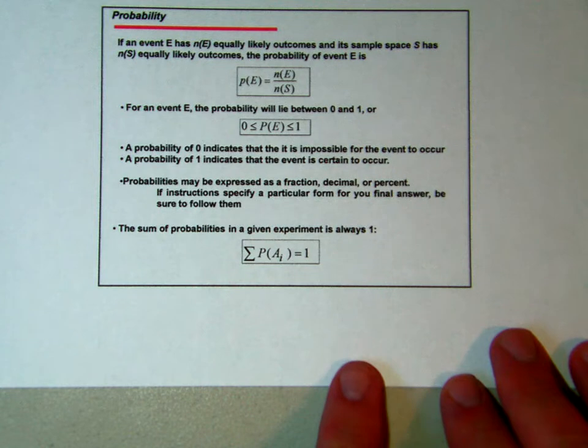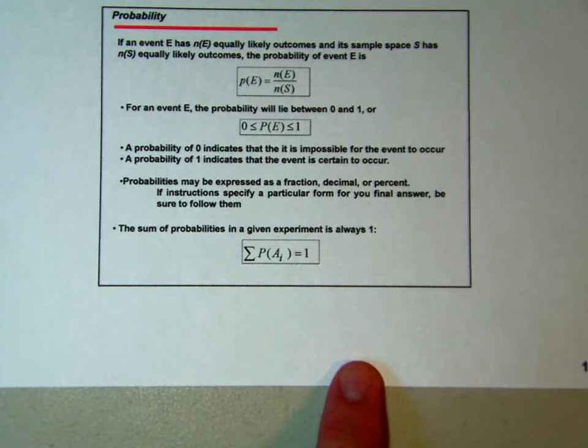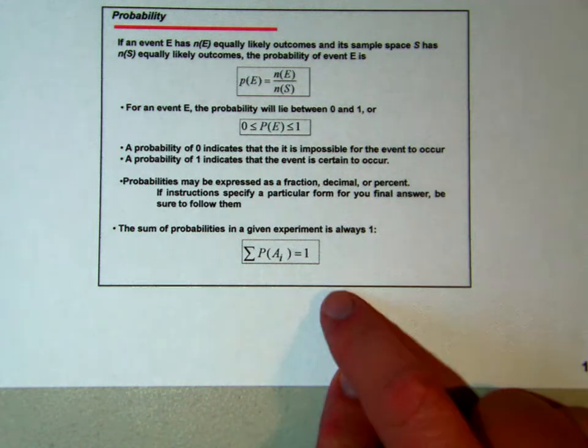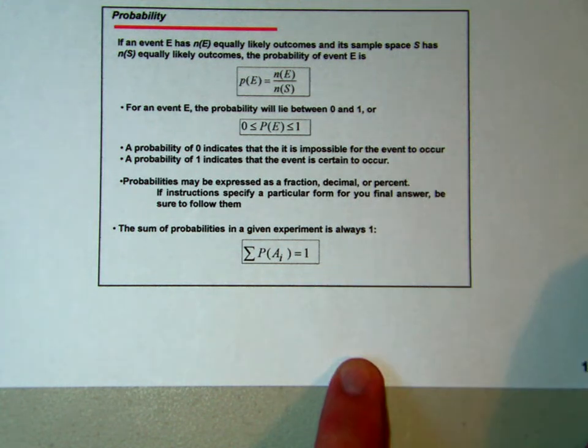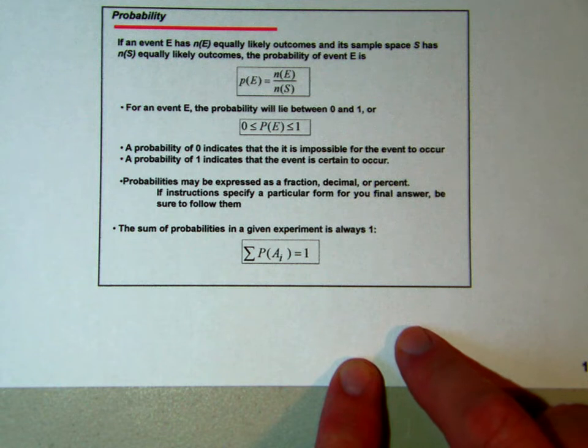And the last feature of probability from this particular slide: the sum of the probabilities in any given experiment is always 1. So sometimes what is easier in certain problems is to figure out the probability of something not happening, and then subtract that from 1, rather than directly figuring out the probability of that event.